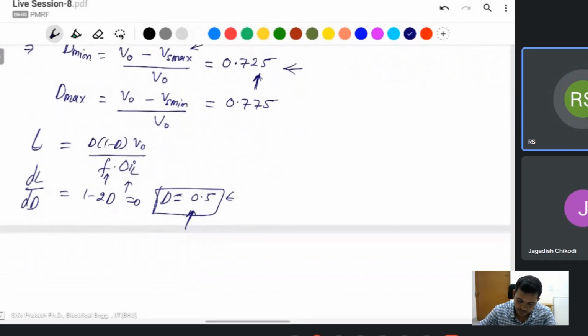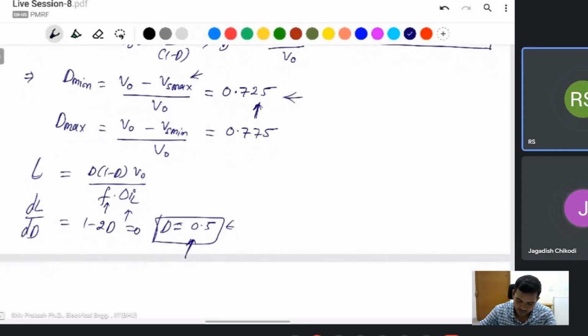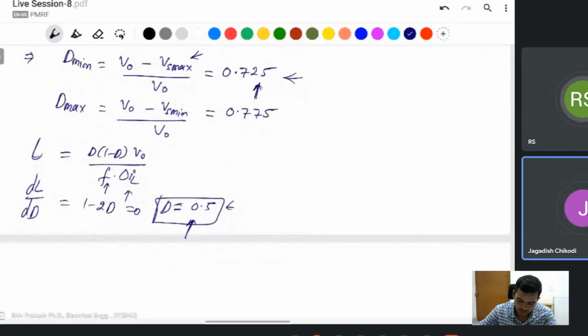So this element depends only on D here. So we are taking D min. Sir, actually here there is D into 1 minus D. Yeah, so if you take D min, the second term will become maximum.